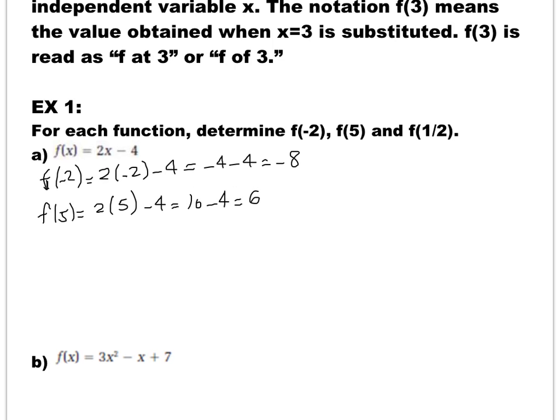which is going to give me 6. And at the same time, f of 1 over 2 is 2 times 1 over 2 minus 4. 2 times 1 over 2 is going to give me 1, minus 4, which is negative 3.